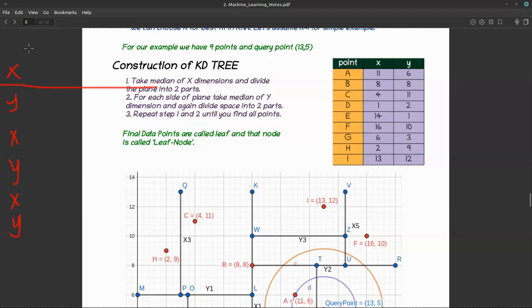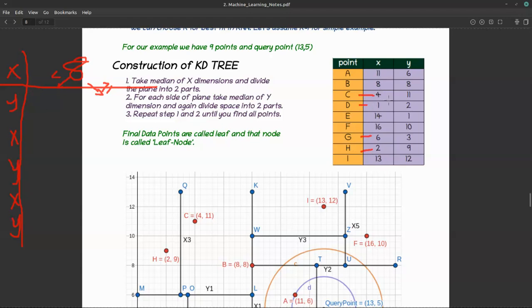So at level one we need to compare x coordinates, right? So I will take the median of the x coordinates. At level one I have all 9 points. So what is the median of all these? 8. So at level 2, I will divide my data set into two parts, greater or equal to 8 and less than 8. If I talk about the less than part, how many points are less than 8? This point, this point, this point, and this point.